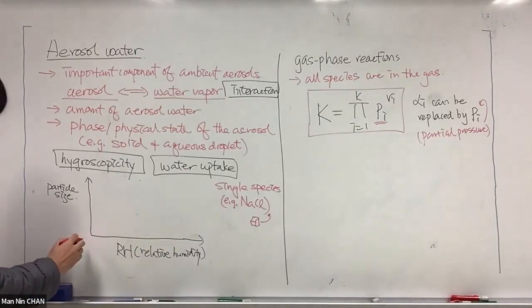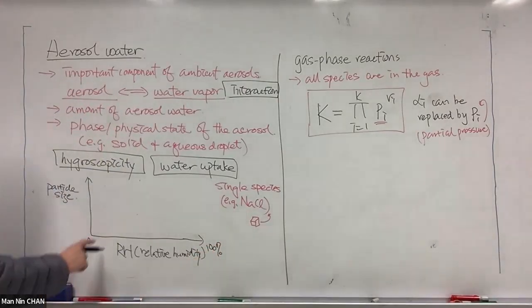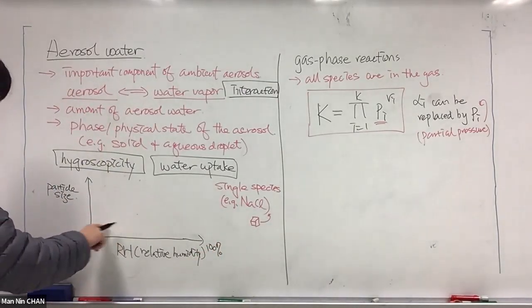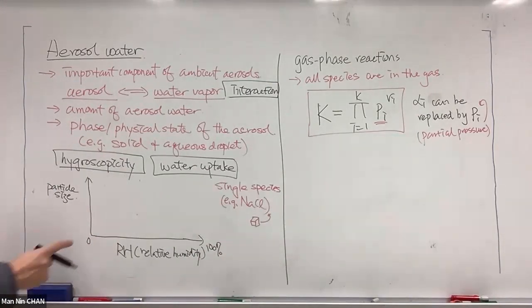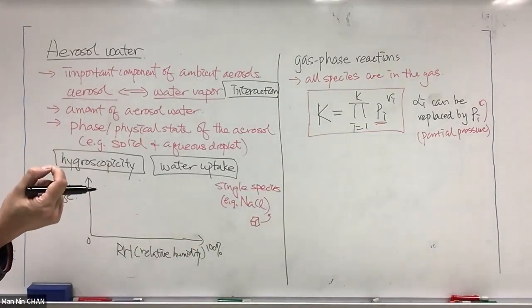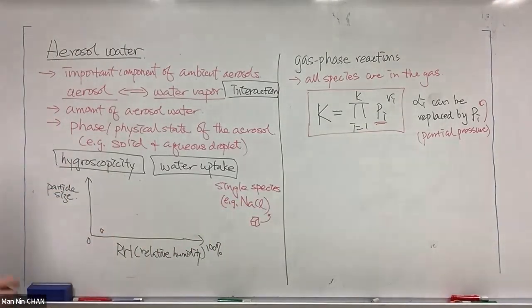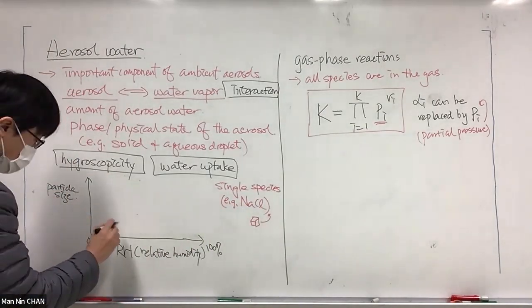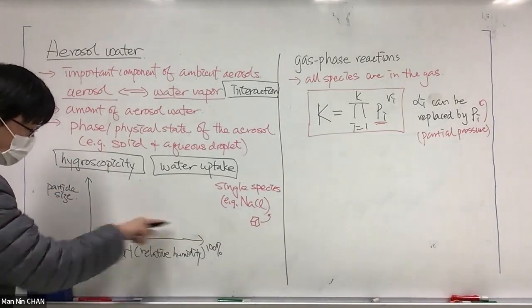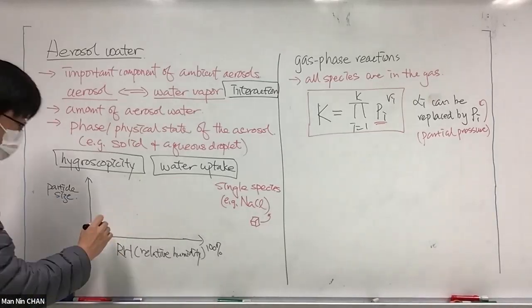Initially, you have the relative humidity going from 0 to 100%. Under dry condition, say, low relative humidity, you can imagine your sodium chloride, just the table salt, is a solid. It's a crystal. So you can start with a solid particle of sodium chloride in this case. And then you can keep exposing this aerosol to increasing RH. So you increase the RH to your table salt or sodium chloride aerosol.